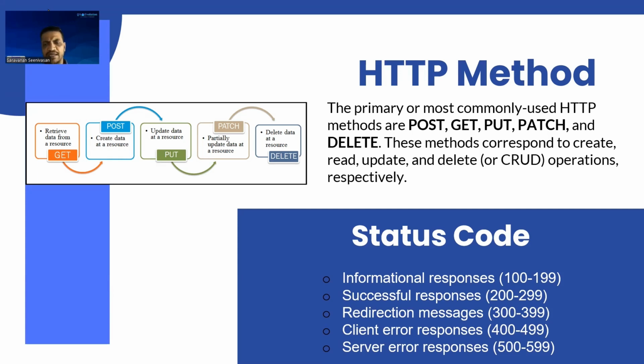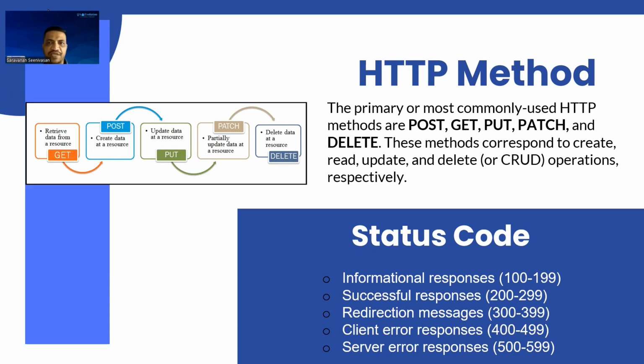So POST is meant to create a new record, GET is to retrieve and read, PUT is for update, PATCH is for partial update or modify, and DELETE is to remove the resource. These methods correspond to create, read, update, delete, or CRUD operations, as we call them.